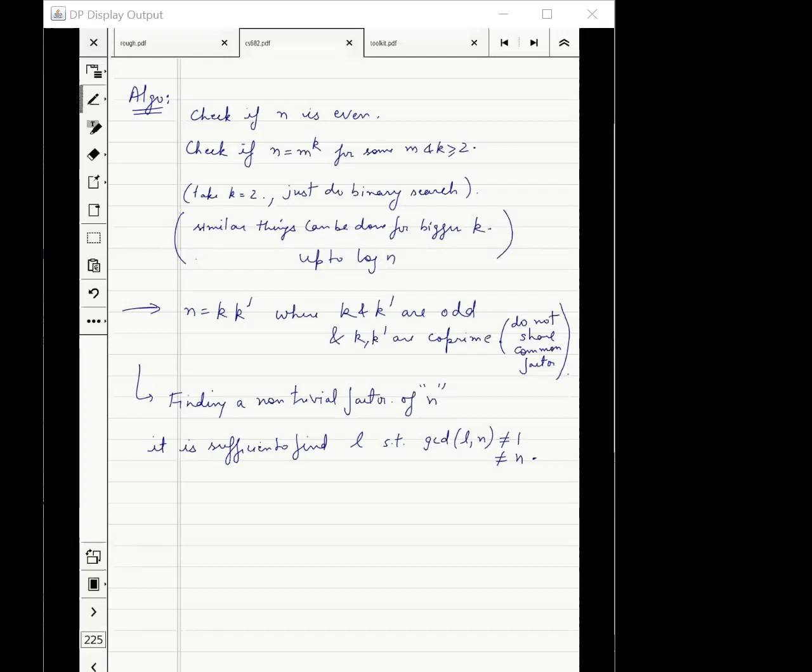Our task was to find a non-trivial factor of n. Instead, if we can just find a number L, which is not a divisor of n, but also not co-prime to n, we are done. Why? Then L and n have a factor in common and we can just factorize L. So if L is less than n, our job will be much easier. How will you factorize L?